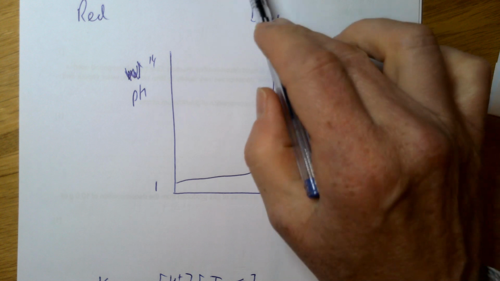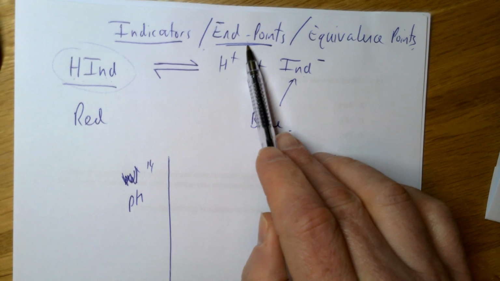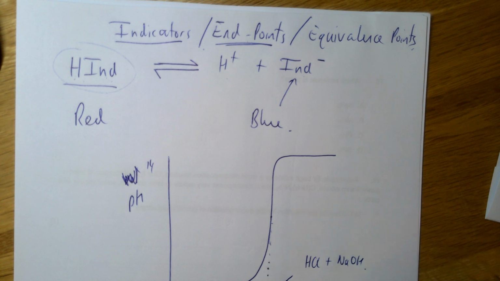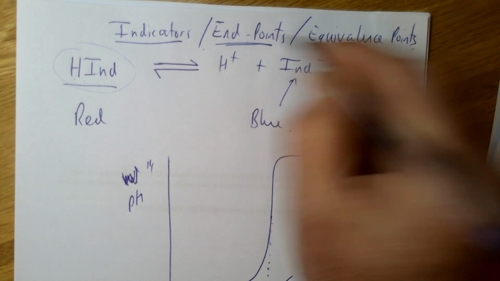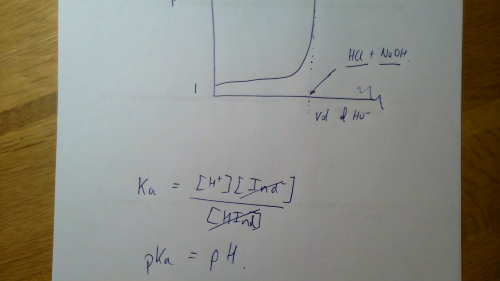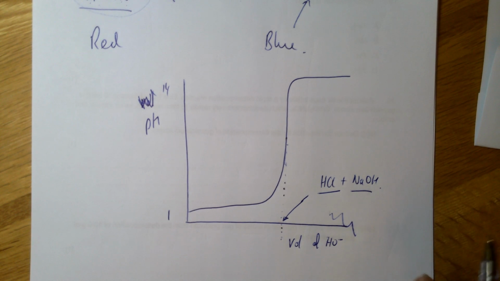So the end point is the point at which the colour change happens for the indicator, and the equivalence point is technically the point at which you've added the same number of moles of acid and alkali. You need to know the difference between those two, so make sure that's on a flashcard that you're learning and practicing. You also need to be able to select an appropriate indicator for a particular titration.